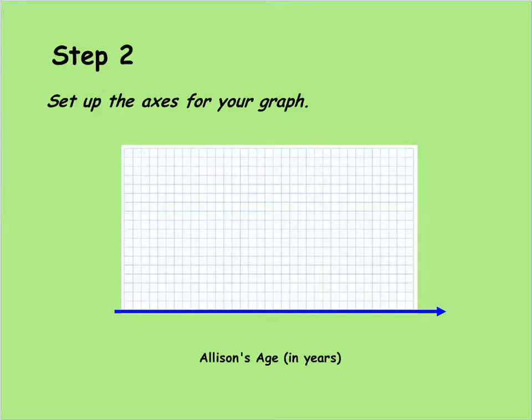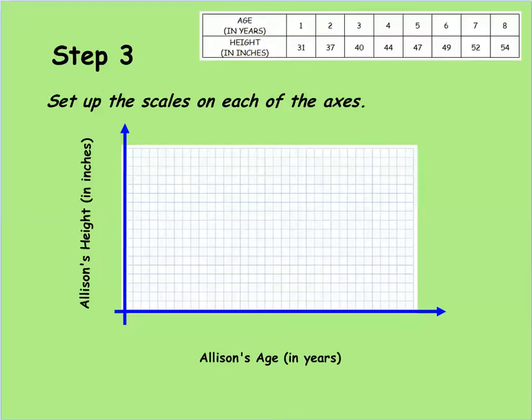The independent variable, Allison's age, will be placed on our horizontal or x-axis, and the dependent variable, Allison's height, will be placed on our vertical or y-axis. Now that we have the axes labeled, we need to put an appropriate scale on each axis. This brings us to step 3 of the process.